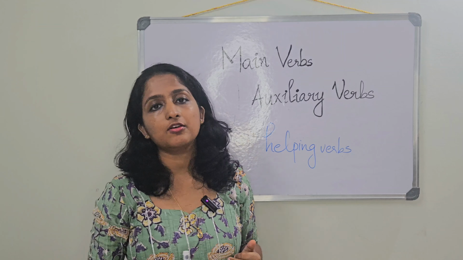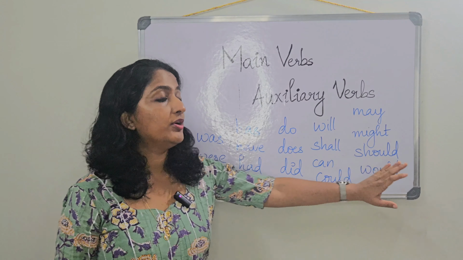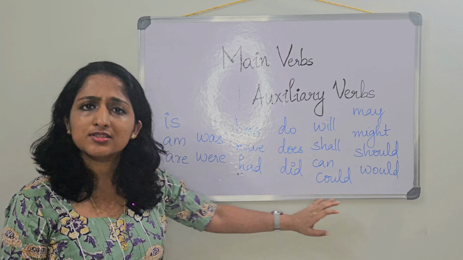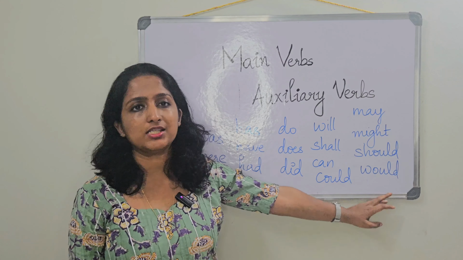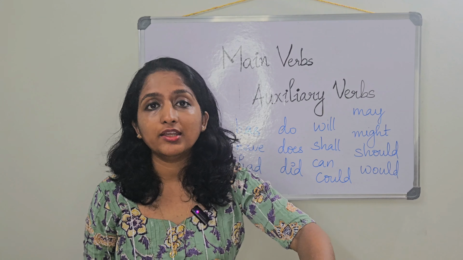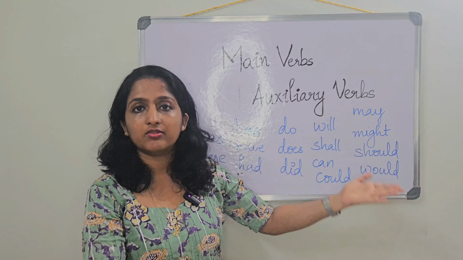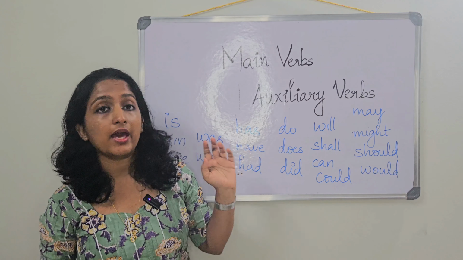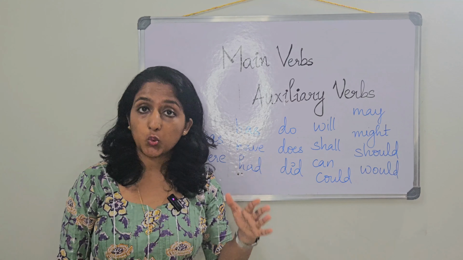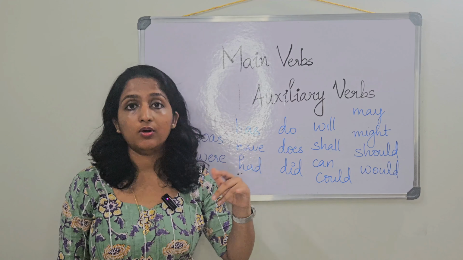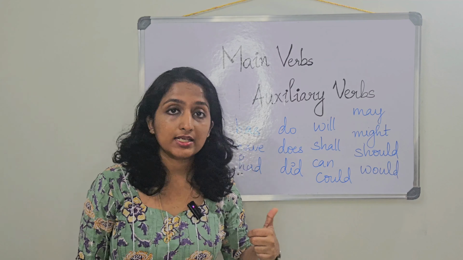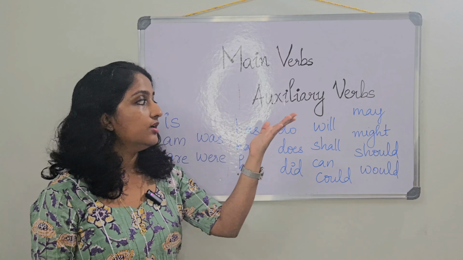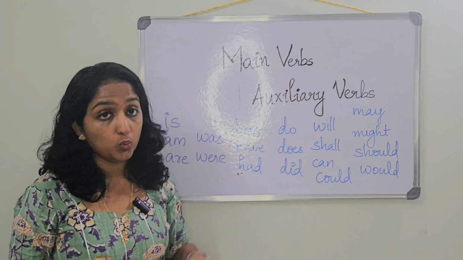I'll tell some examples of auxiliary verbs. These are some common auxiliary verbs, a category within the verbs. We are all using them in our day-to-day life in sentences, but we didn't know till now that these can be categorized as auxiliary verbs. That's the only difference. So auxiliary verbs are is, am, are, was, were, has, have, had, do, does, did, will, shall, can, could, may, might, should, would.